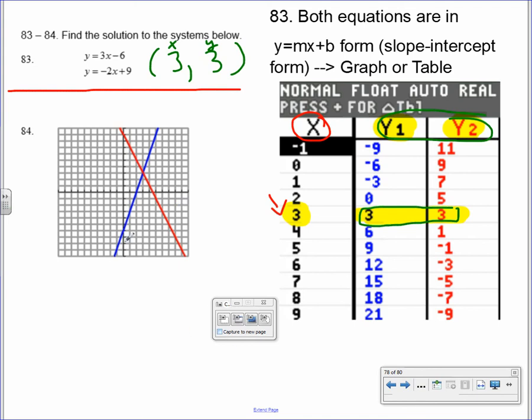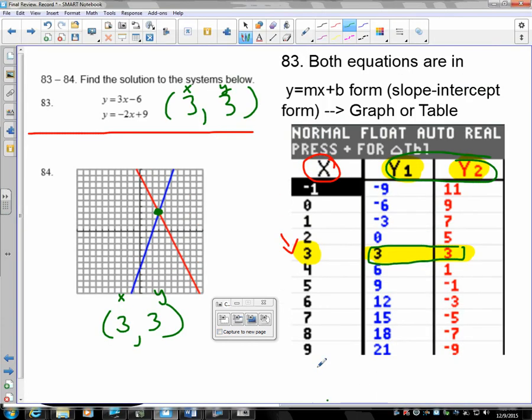Now for number 84, we need to find the solution to the system. Well, the solution is where the lines meet. It's their intersection, and their intersection is right here at the point, let's see, 1, 2, 3. Then we go up by 1, 2, 3, 3, 3. So 84 is actually the graph of 83. They cross at the point 3, 3.